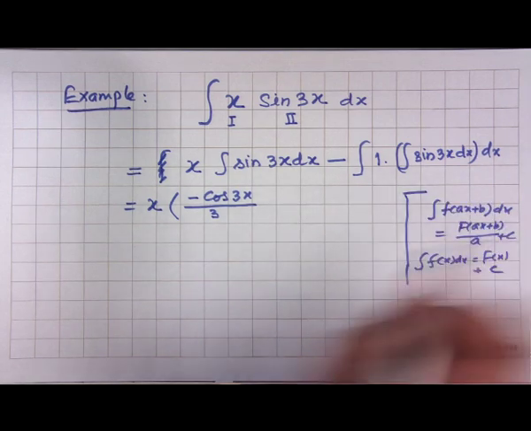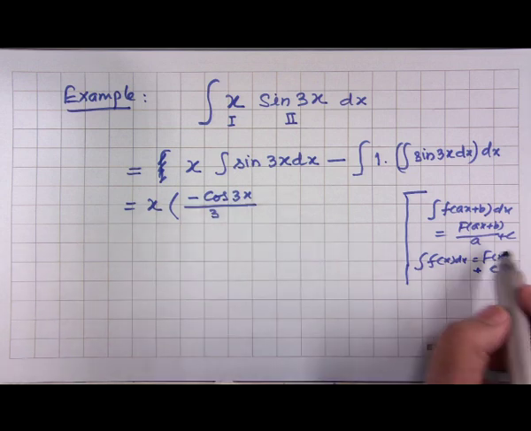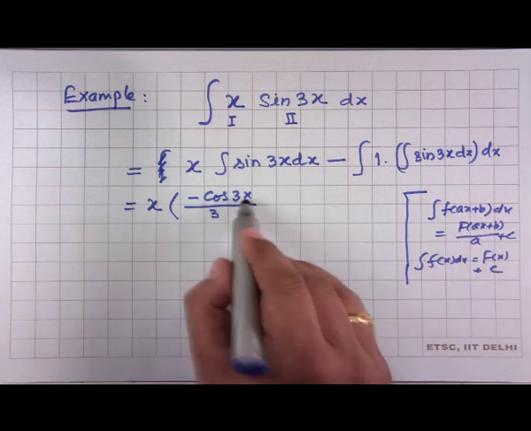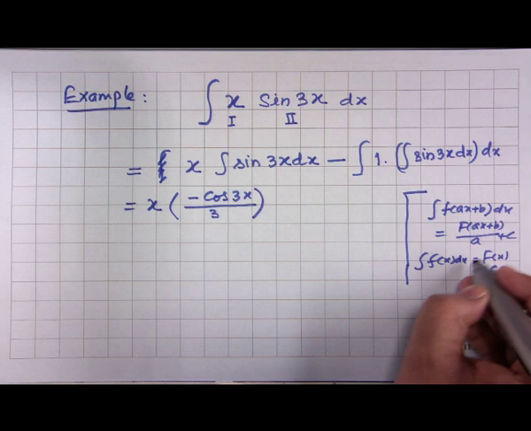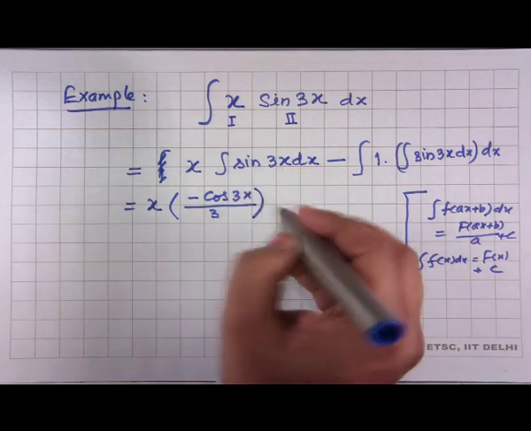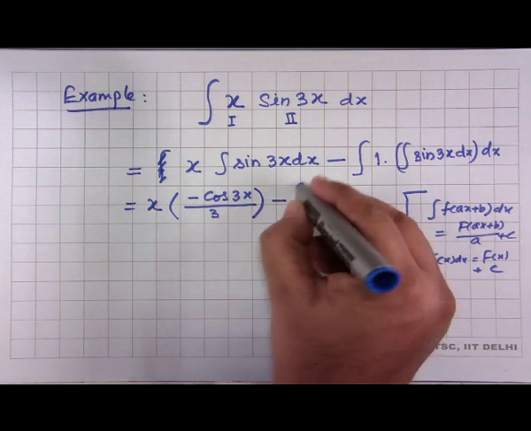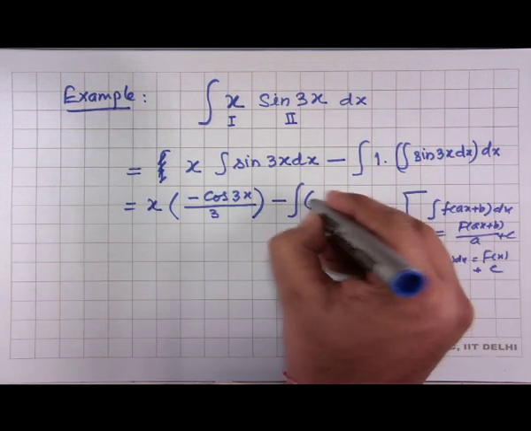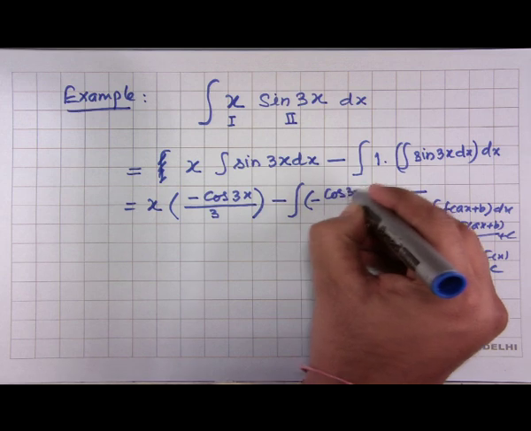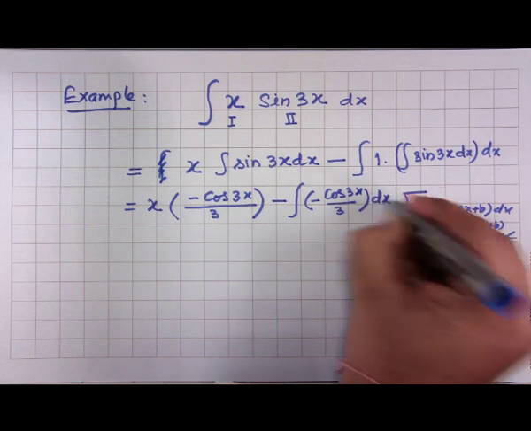So, we know that integration of sin x is minus of cosine x, therefore, it will become cosine 3x divided by the derivative of this fellow. So, I have used this property. You can even substitute 3x equals t and then integrate it, it is not a problem. Now, minus integration 1 times integration of sin 3x, which is again minus cos 3x by 3, dx.